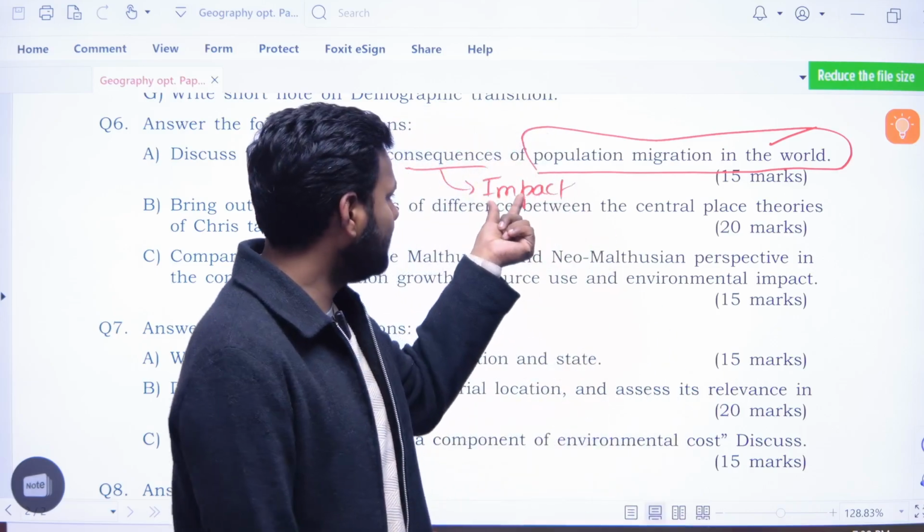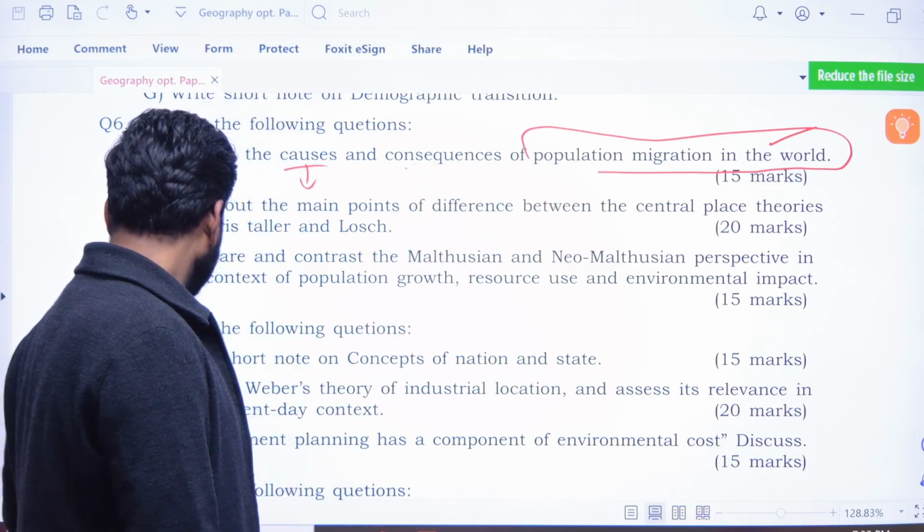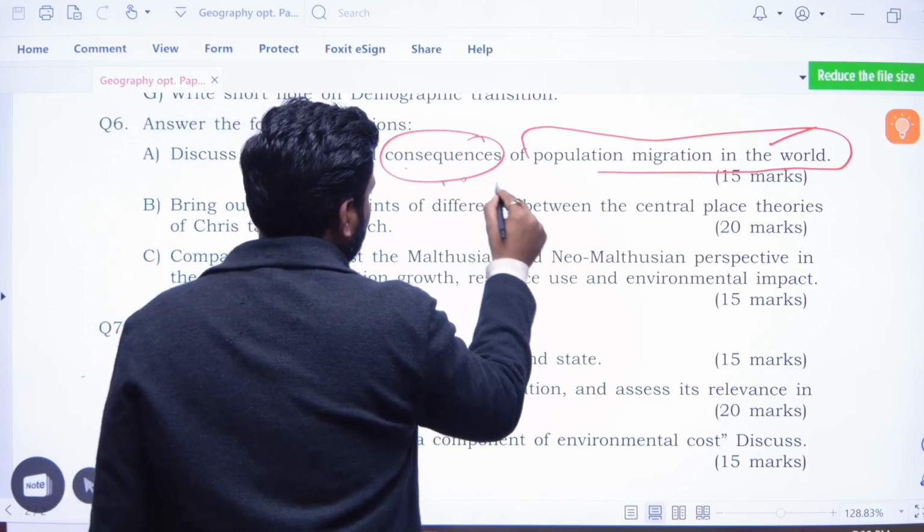So in the second segment, you have to discuss what the impact is. What is the impact? In the consequences, there are so many impacts.